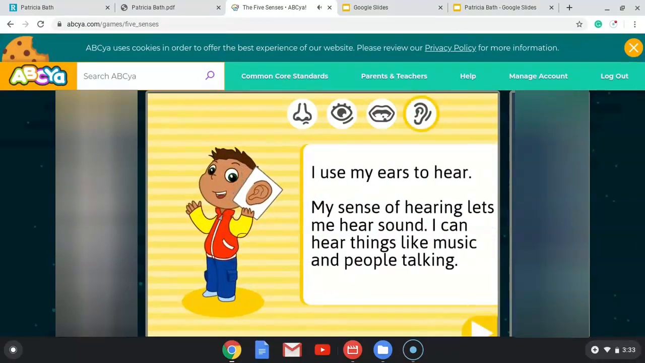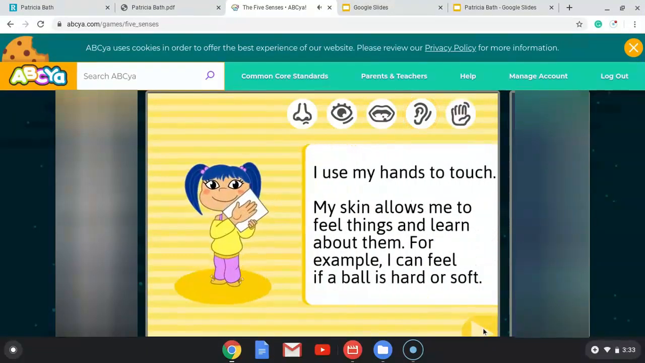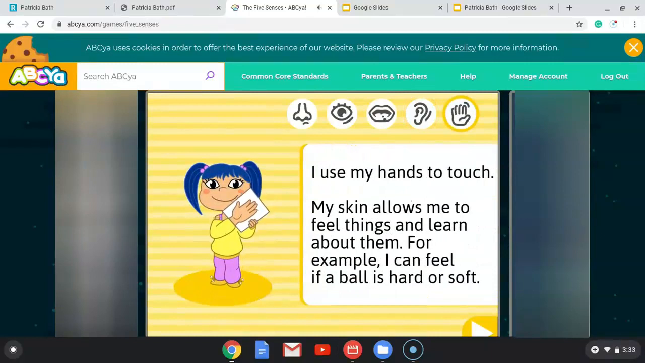I use my ears to hear. My sense of hearing lets me hear sounds. I can hear things like music and people talking. I use my hands to touch. My skin allows me to feel things and learn about them. For example, I can feel if a ball is hard or soft.